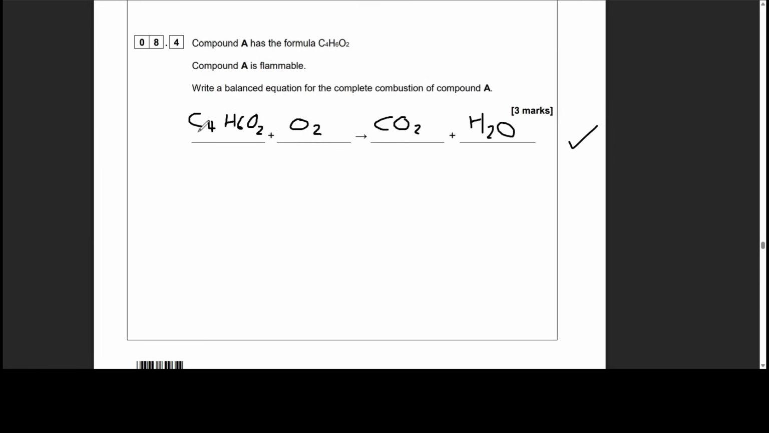So all you're going to do is go C4, right? Really easy. We're going to put a 4 here. So that covers my carbons. I'm then going to look at the number of hydrogens, and I've got 6. So how many waters do I need? You've got H2. I need to multiply that by 3. And so we've got 4 carbon dioxides and 3 waters. That takes care of my carbon and hydrogen. I've now got to balance the oxygen. You always balance the oxygen last.